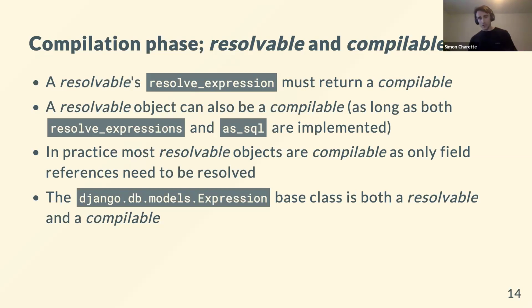And if you look at django.db.models.Expression again, this class is both a resolvable and a compilable. Well, the compilable part is more of a stub, so you need to actually implement it. And that's what most of the subclasses of it do.